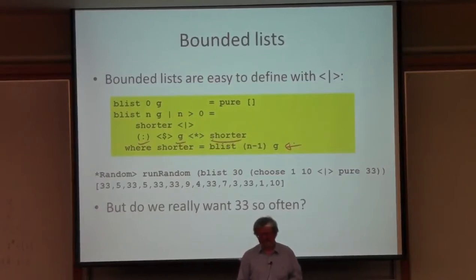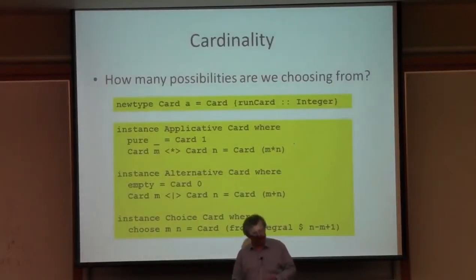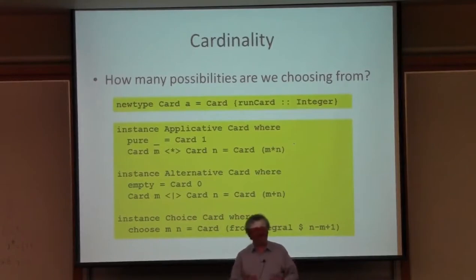Well, the problem here is that choose 1 10 can generate lots of different values, but pure 33 can only generate 1. And yet, we're choosing pure 33 just as often. If only we knew how many values could be generated, then we might be able to make a more sensible choice. Ho ho! Let me see if I can define another alternative functor that will collect that information for me. I'm calling it Cardinality, or card, so it fits on my slides. So it's going to be another of these collection functors that just collects an integer.